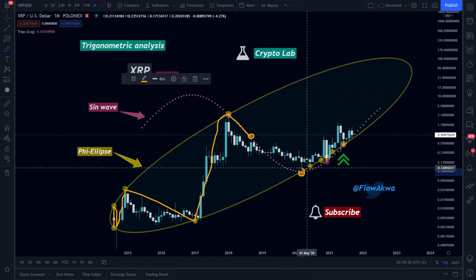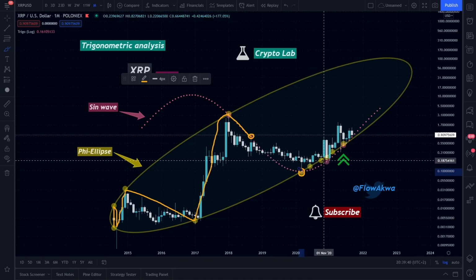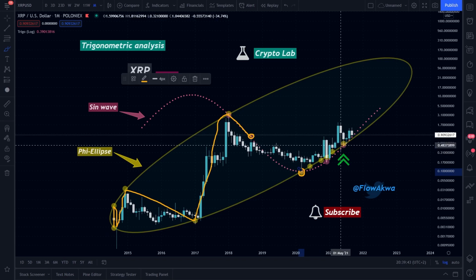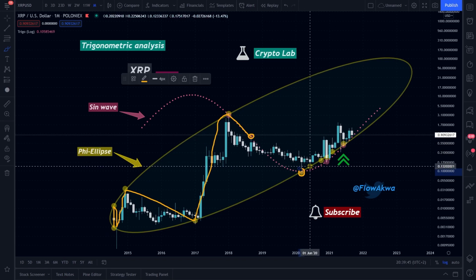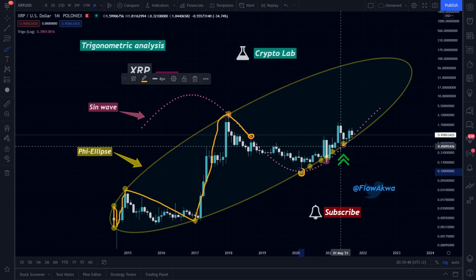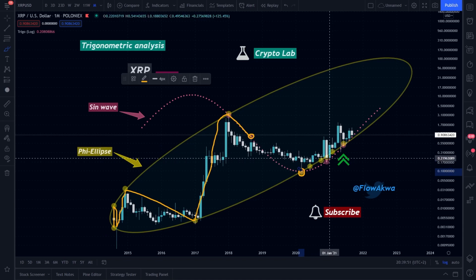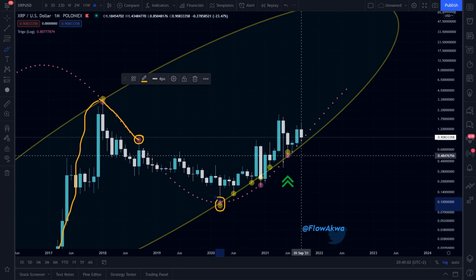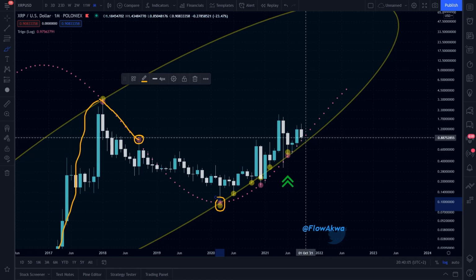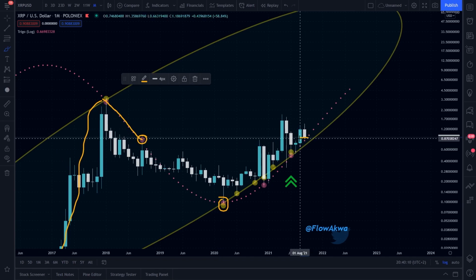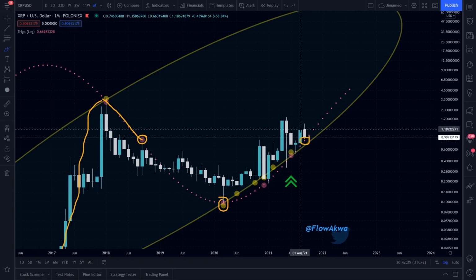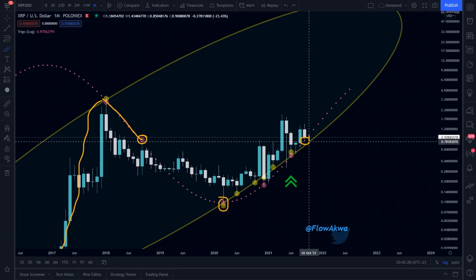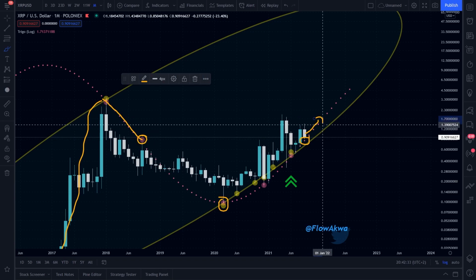Next, the price kept on using the phi ellipse as a very strong support, and the sine wave too. It was the case here again for the phi ellipse, and here for the sine wave. And recently we used the phi ellipse and the sine wave as a strong support. And right now we are almost touching the sine wave. Look here, okay? So if we keep on using the sine wave as a strong support, we should see the price going up in the coming month, right?